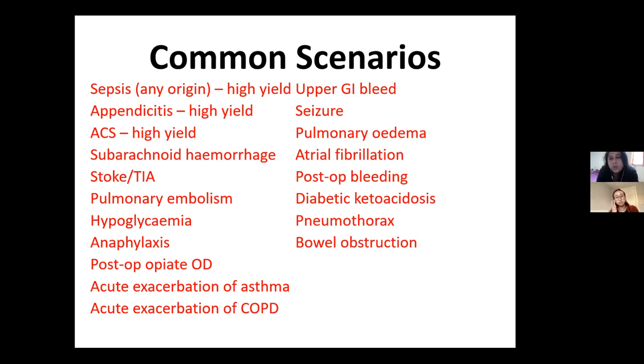So the global mark is just 5 points. It's how you perform globally in the station, how well you flow, how well you talk, and in certain stations, whether you cover certain aspects of the history in order. It's basically how your overall performance is. It's very subjective. It's what the examiner thinks.